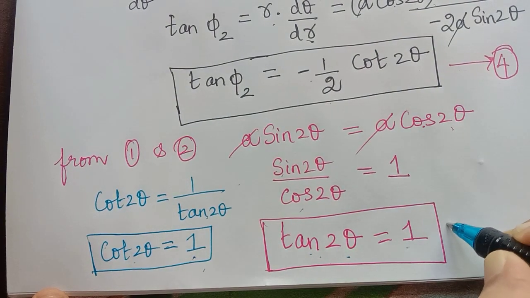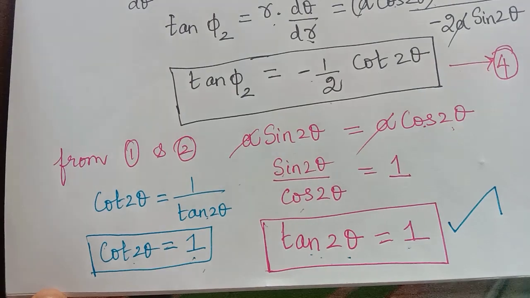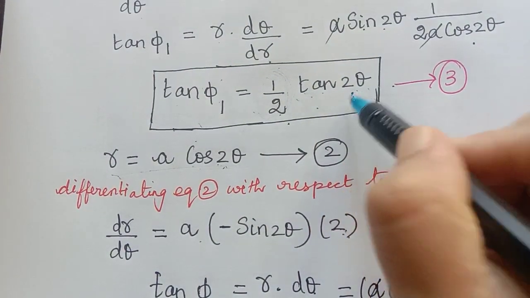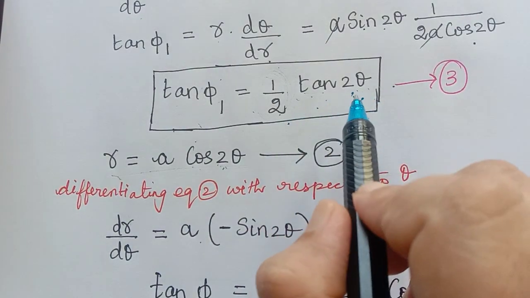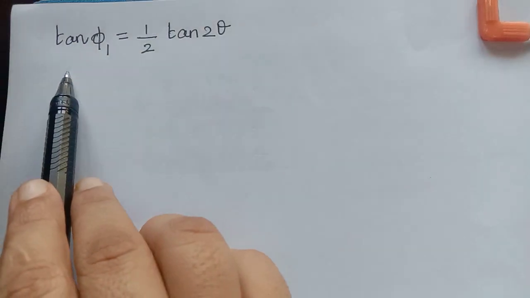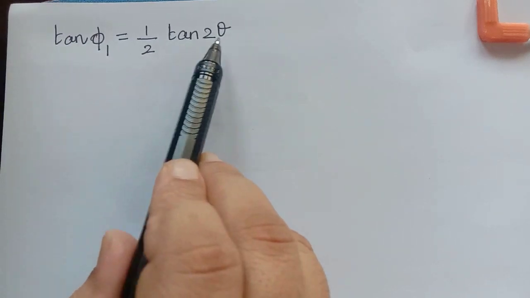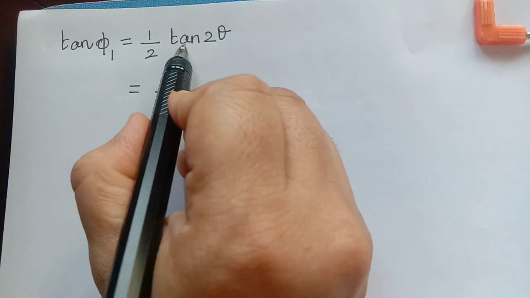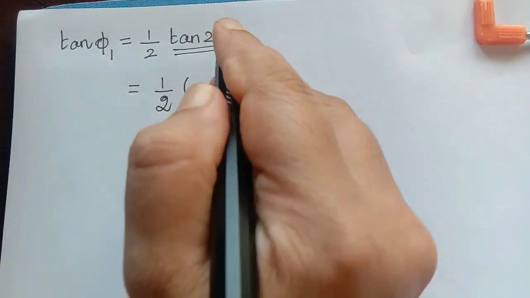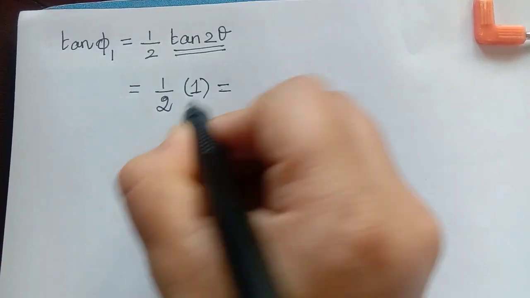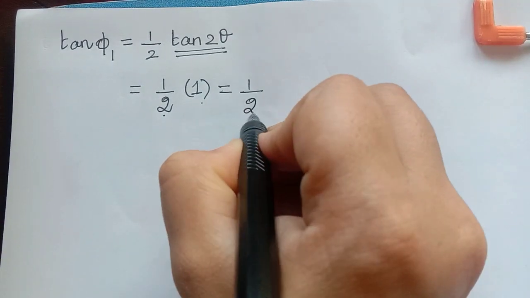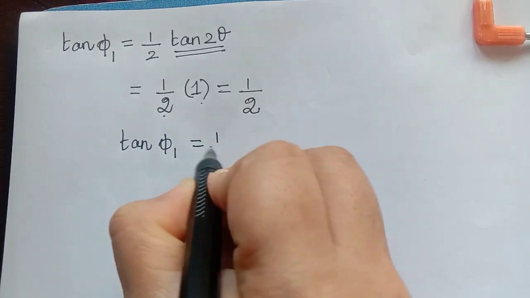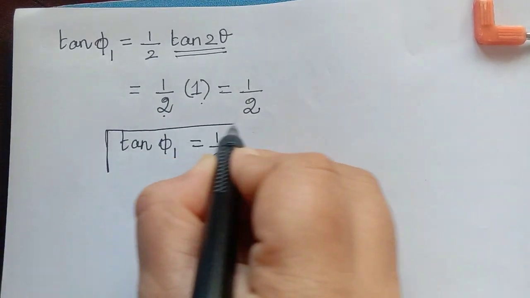Now we shall substitute tan 2 theta equal to 1 in equation 3. So here instead of tan 2 theta we will replace by 1. So what we will get? We have tan phi 1 equal to 1 by 2 tan 2 theta. So this will be equal to 1 by 2 multiplied with, what is tan 2 theta? Just now we obtained it to be equal to 1. So 1 by 2 multiplied with 1 will be 1 by 2. So therefore we have got tan phi 1 equal to 1 by 2. Let us just mark this.